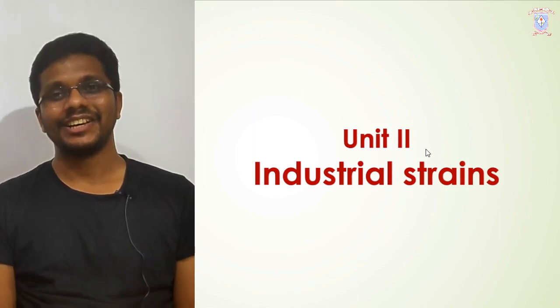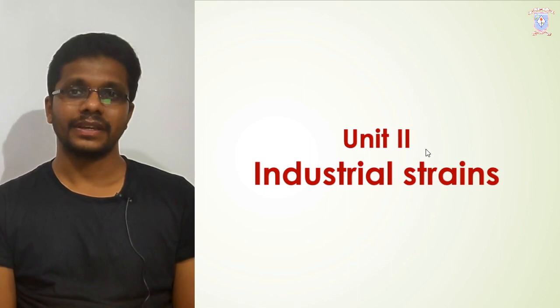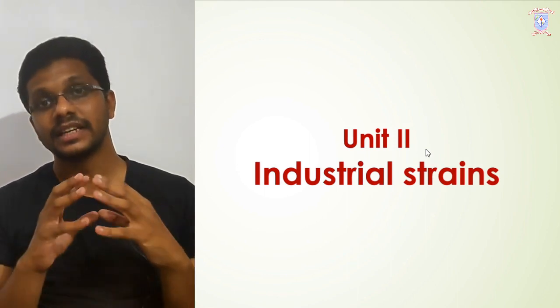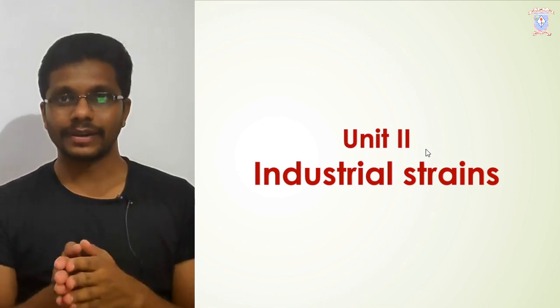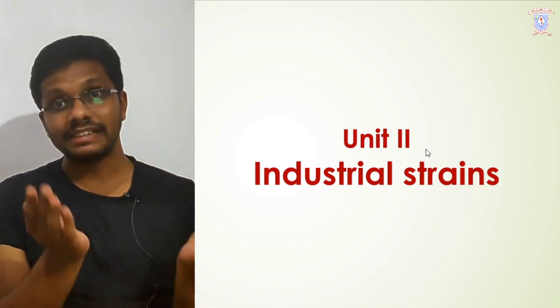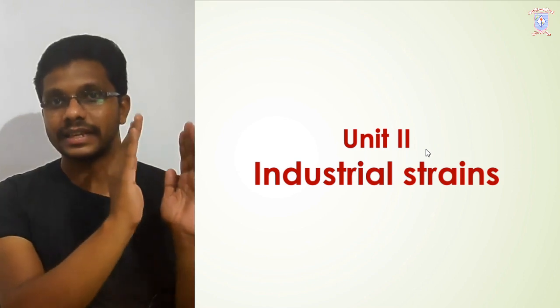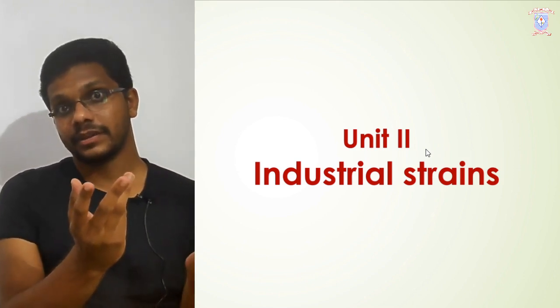Hi, welcome to the second unit of bioprocess technology. It's about industrial strains. Strains are basically different varieties of the same species. Whether it is a microorganism, a plant or an animal, there are different varieties within a species. All these varieties belong to a single species, but they are different.